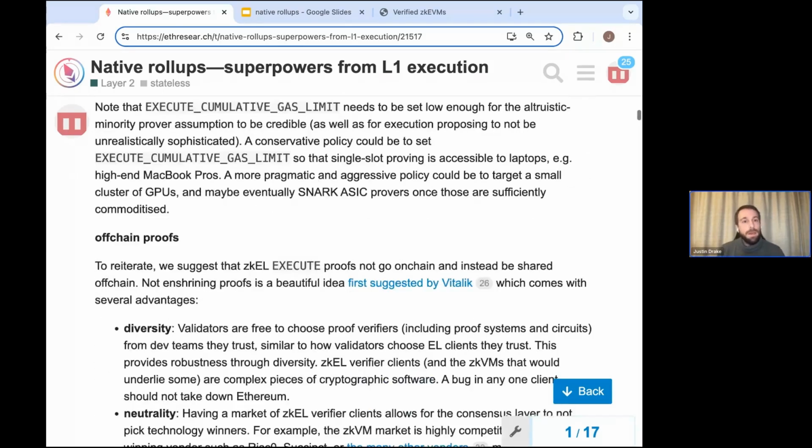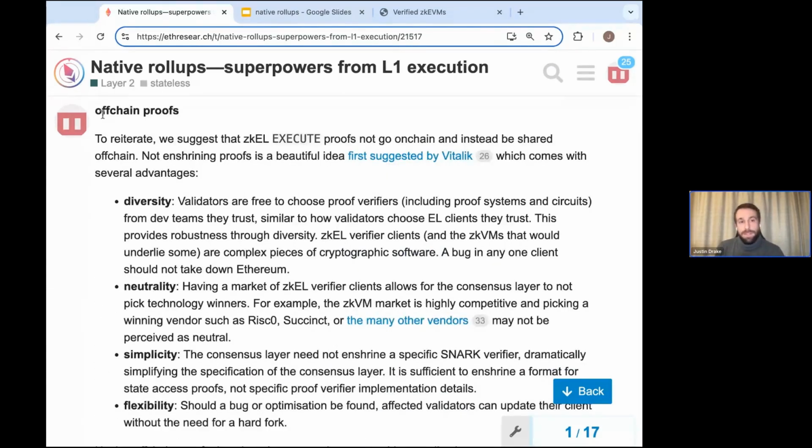Okay, so let's discuss some of the benefits of having these off-chain proofs. The first one that I mentioned is that it gives every validator the option to choose the verifier. So if there's a bug in one of them, it doesn't take down all of Ethereum. But another big benefit is that the L1 doesn't need to pick a specific winner. We don't need to pick Plonky3 as a winner or Risc0 as a winner. Instead, it's an open market, and we just let the winners naturally evolve.